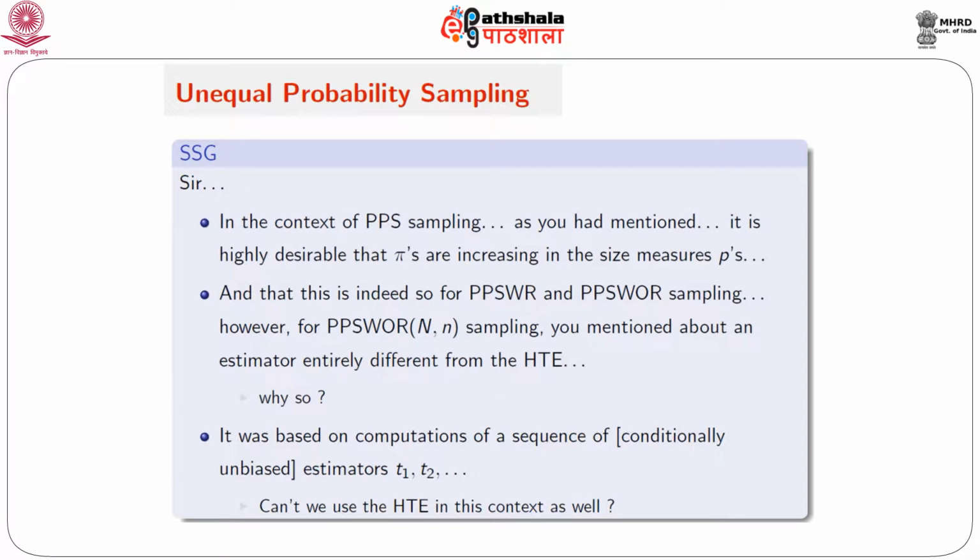Sir, in the context of PPS sampling, as you had mentioned, it is highly desirable that the pi's are increasing in the size measures p's, and that this is indeed so for PPSWR and PPSWOR sampling. However, for PPSWOR sampling, you mentioned an estimator entirely different from the Horvitz-Thompson estimator. Why so? It was based on computations of a sequence of conditionally unbiased estimators, T1, T2, and so on. Can't we use the HTE in this context as well?